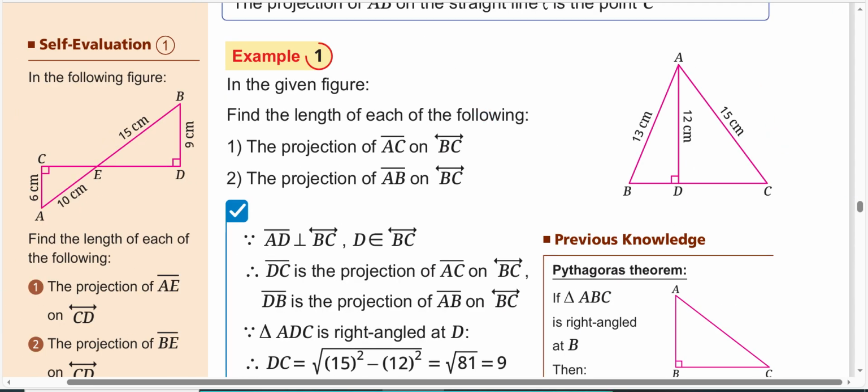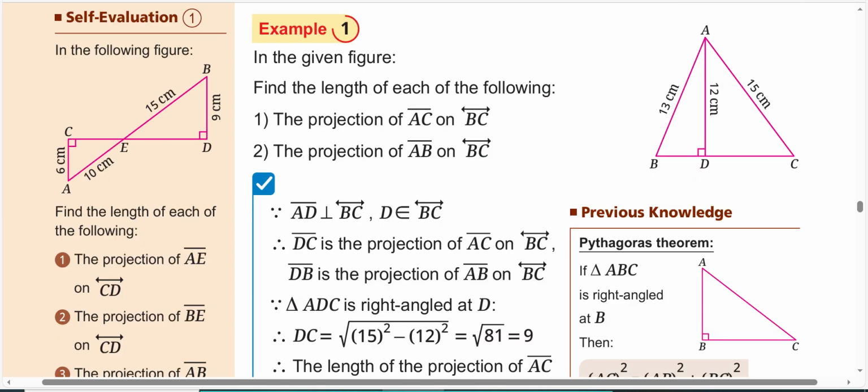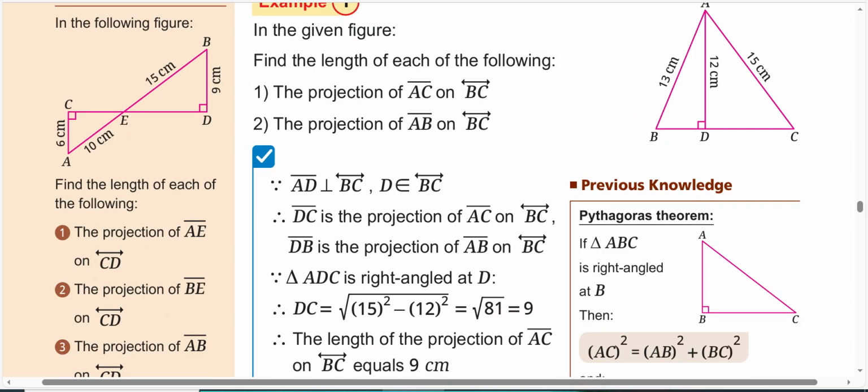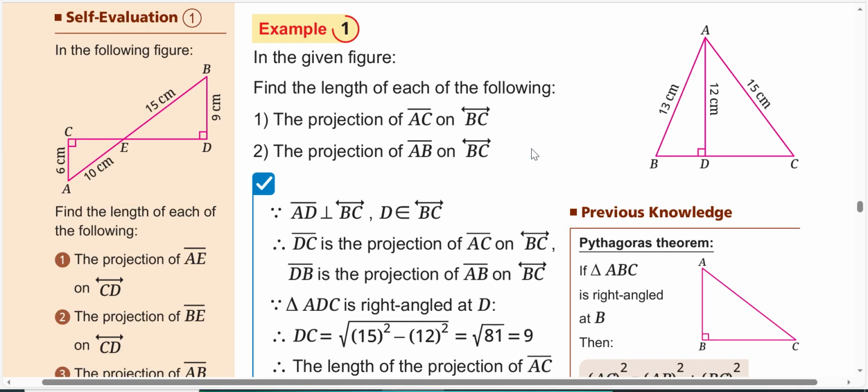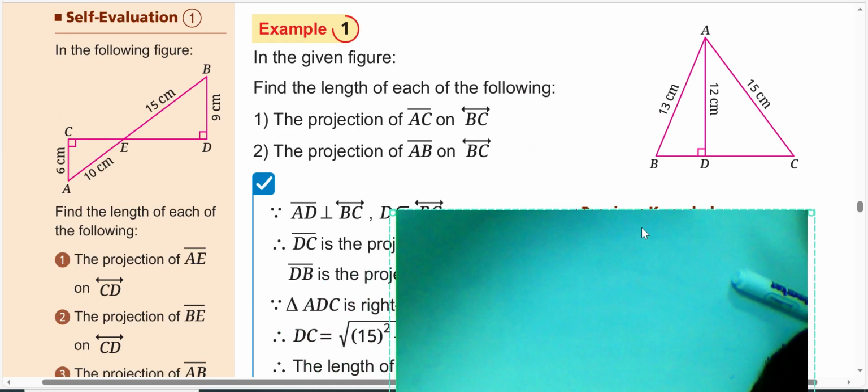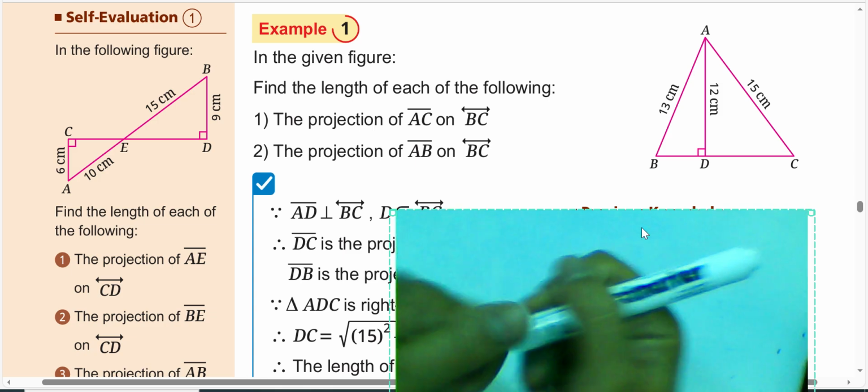Listen, we have a right angle triangle here. You can find the length of BD from Pythagorean theorem. It will be 9 centimeters. Then you want to find first the projection of AC on BC. Look, the projection of point A on BC will be D. Look at here, this triangle.